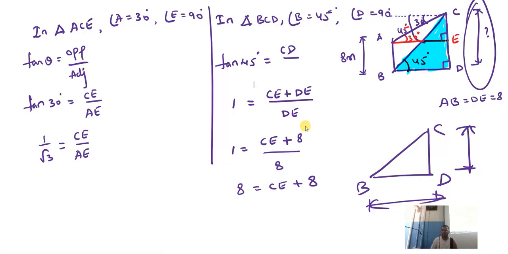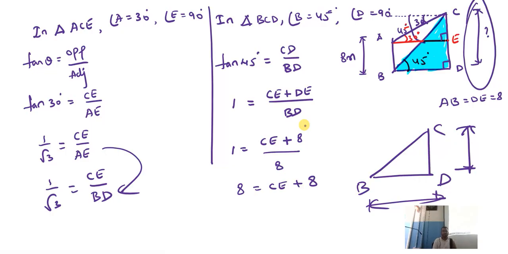So here what do we want to write? Opposite is CD, adjacent is BD. CD is CE plus DE. BD is BD only. In place of BD, you can also write AE. If not, you write BD only. Here you change: CE is equal to 1 by root 3 is equal to CE by, in place of AE, you can write BD. Here shift C AE as BD.